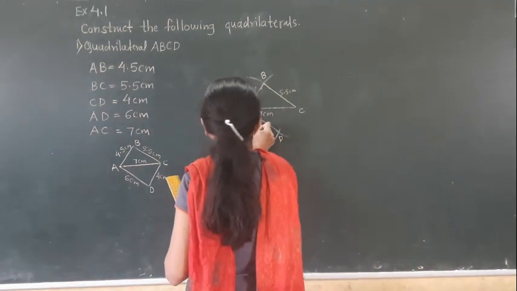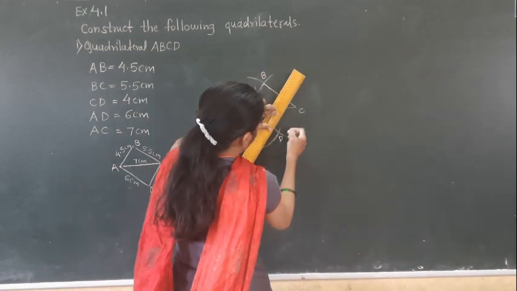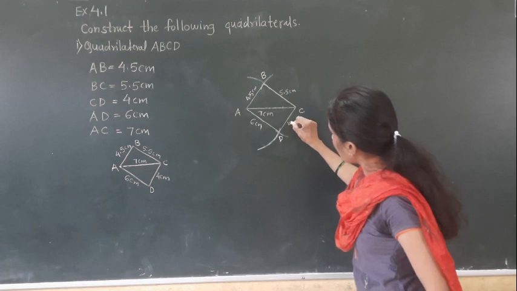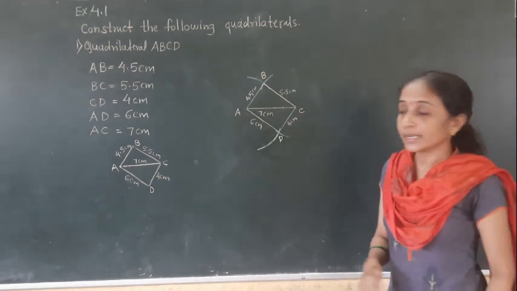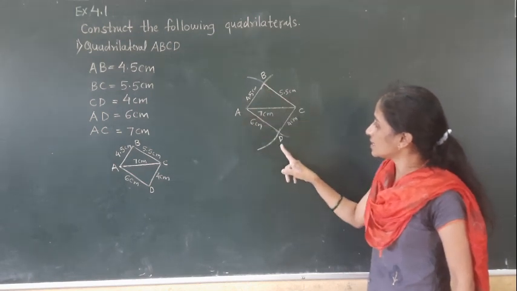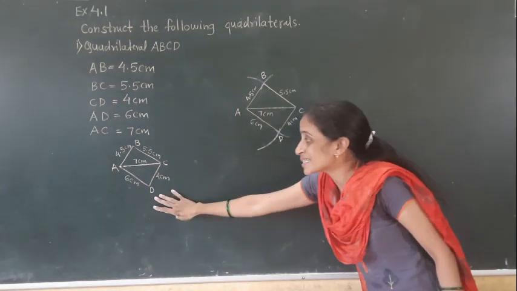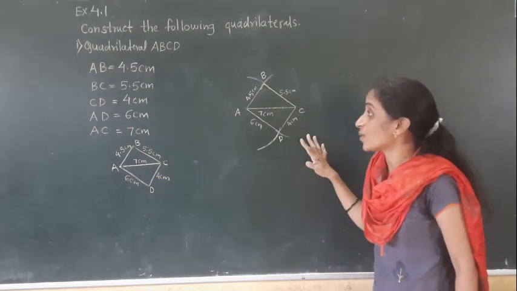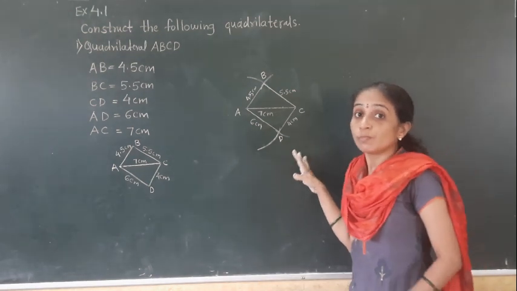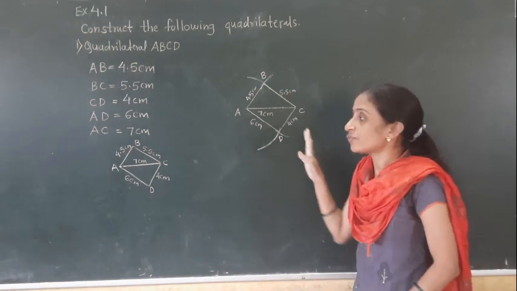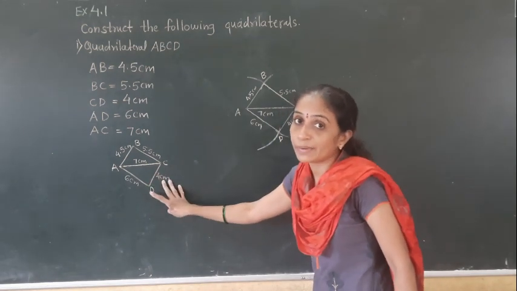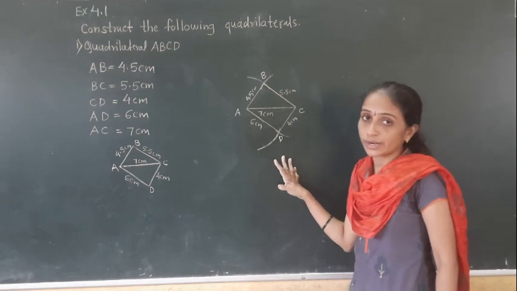6 cm, it is given. See, and CD, how much is it? CD is 4 cm. Okay, so now we got the required quadrilateral ABCD. Okay, this is the rough sketch of the quadrilateral, and this is what we have constructed with the required measurements. So, before constructing the quadrilateral, first draw the rough sketch of the quadrilateral. It will be easy to construct the quadrilateral.